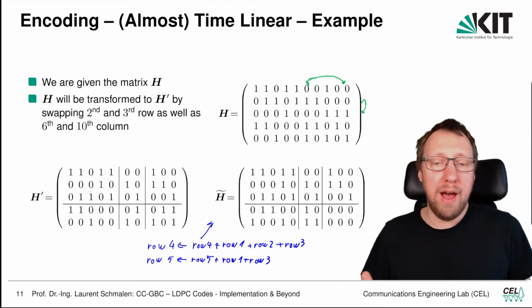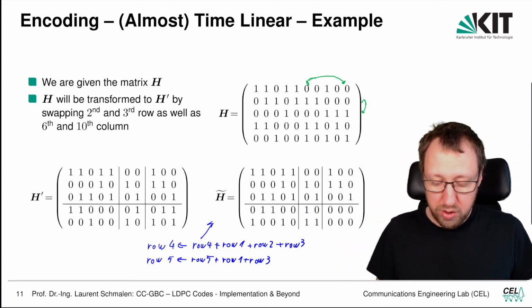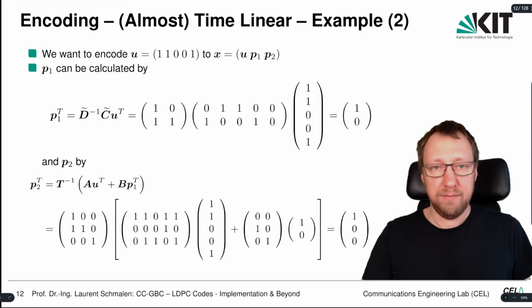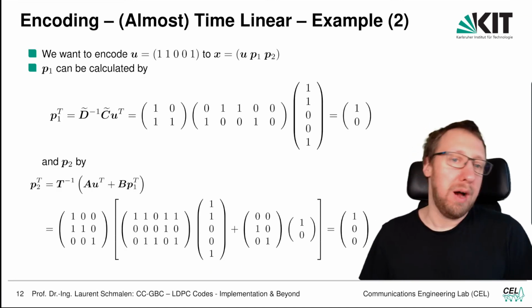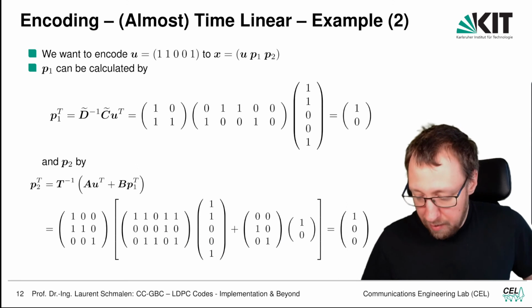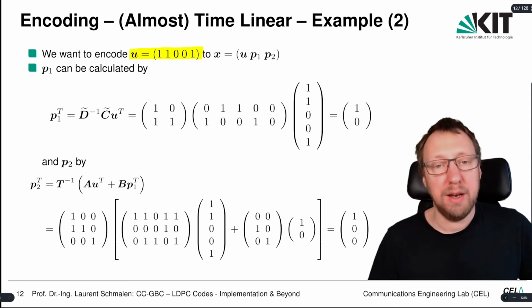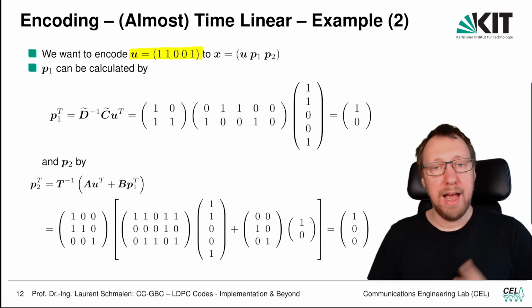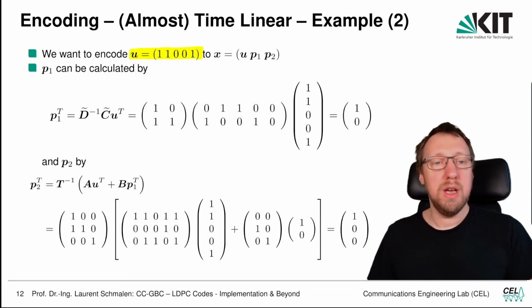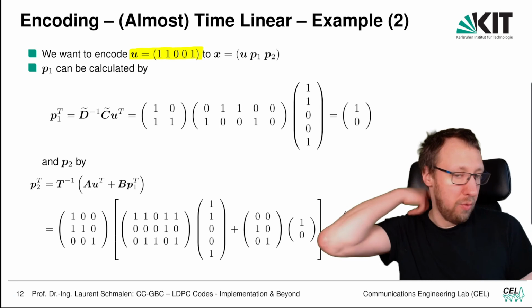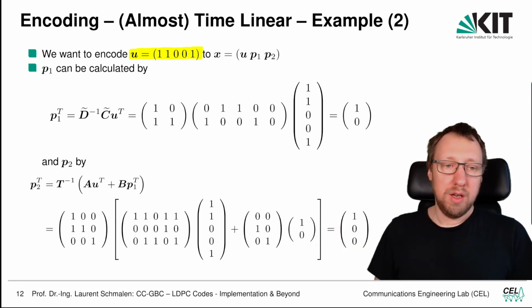Okay, so now we have everything at hand. Now we can do the encoding. So we fix some arbitrary bit vector. So for instance, we fix u to be equal to 11001. X is u, p1, p2. So first we calculate p1. So it's D tilde inverse.